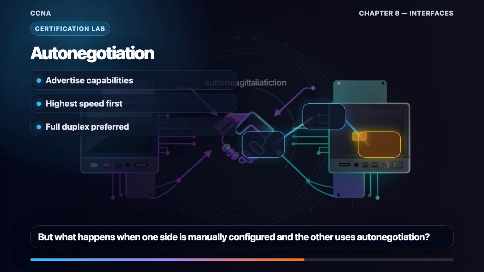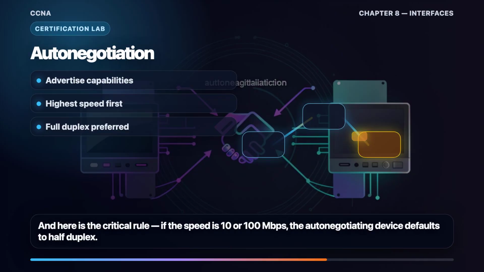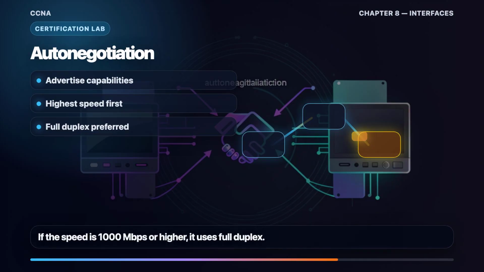Simple. But what happens when one side is manually configured and the other uses auto negotiation? The auto-negotiating device tries to sense the speed. If that fails, it falls back to 10 megabits per second. And here is the critical rule. If the speed is 10 or 100 megabits per second, the auto-negotiating device defaults to half duplex. If the speed is 1000 megabits per second or higher, it uses full duplex.